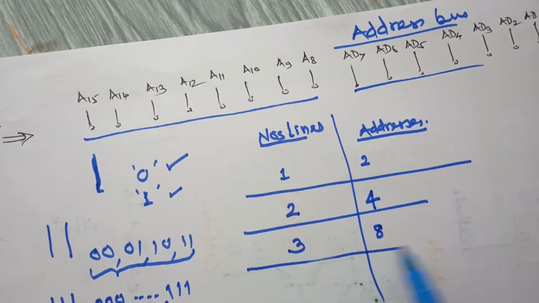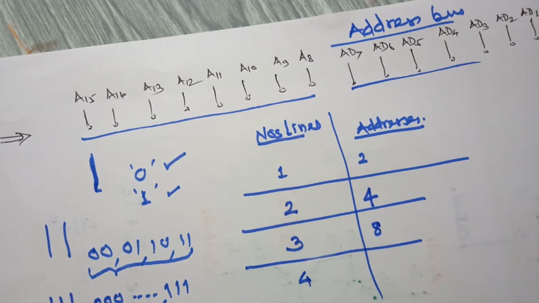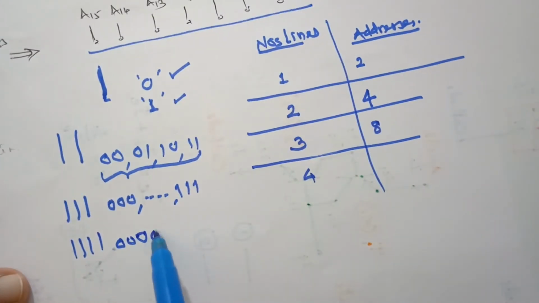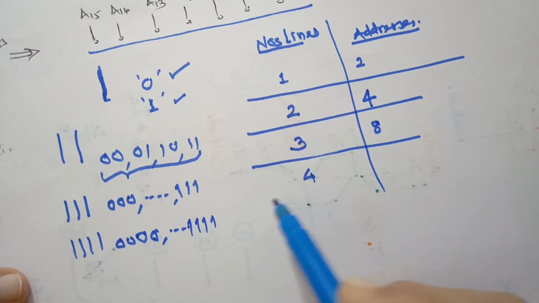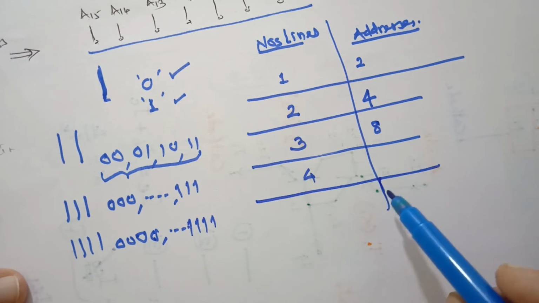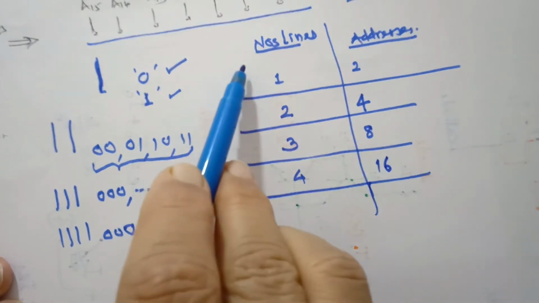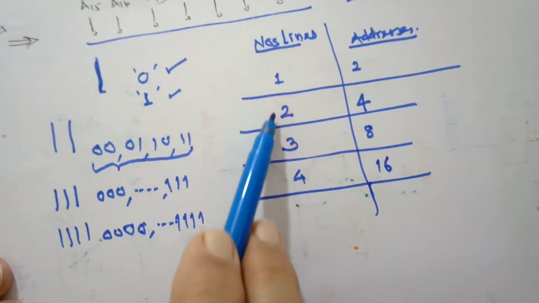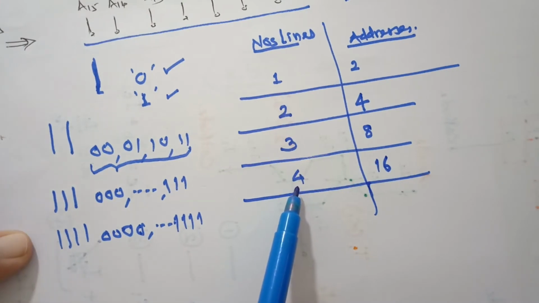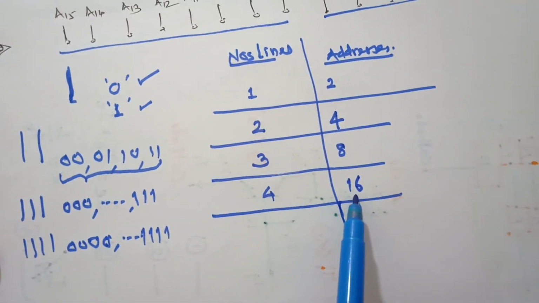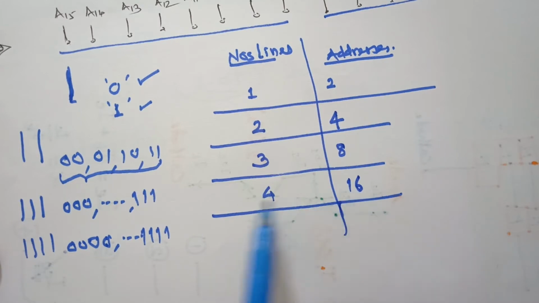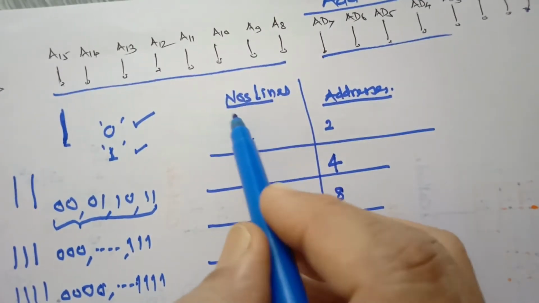Okay, now if you have 4 lines, with 4 lines from 0000 to 1111, and you know how many combinations are possible here? You are still with me. With 4 lines there are 16 combinations possible. So see how, as I am adding lines, the distinct combinations of zeros and ones here are 16. Can you see any relation between the number of lines and the addresses generated? Number of lines means address bits.